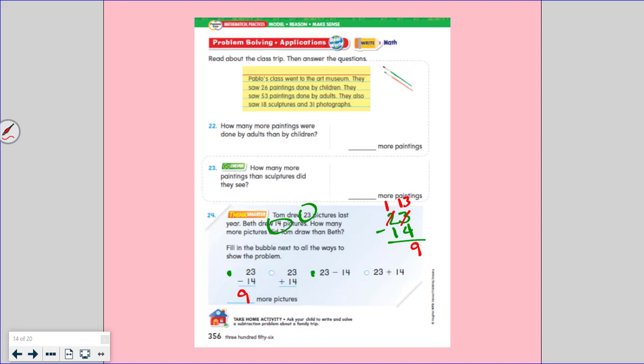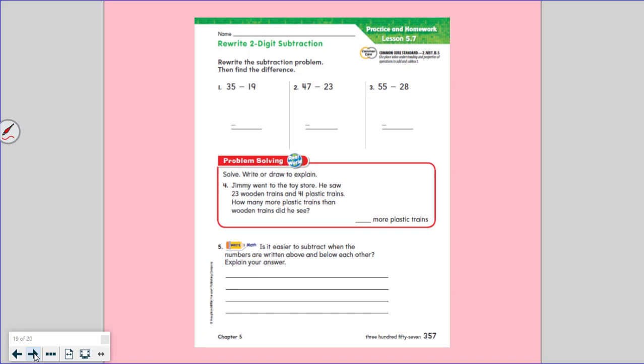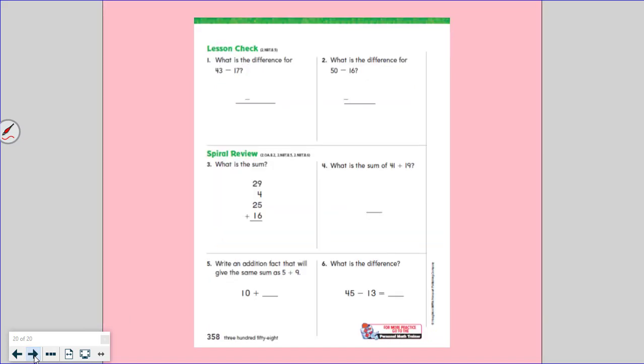All right, so the pages you need to turn into me are 357. Don't forget to do this part down here. You're going to have to do some writing. It is what it is. And 358. All right, good luck.